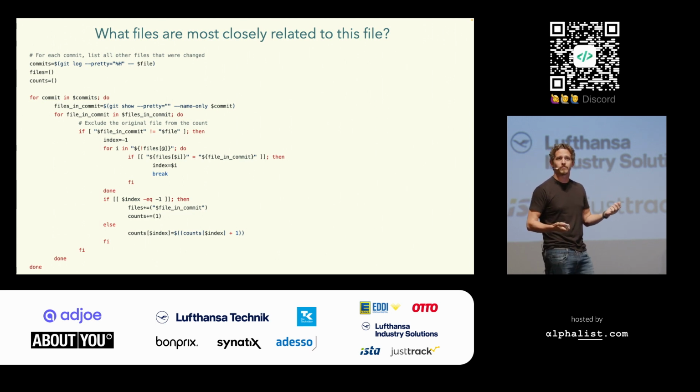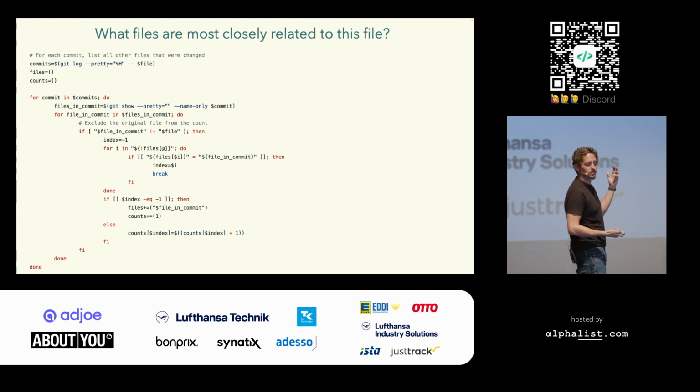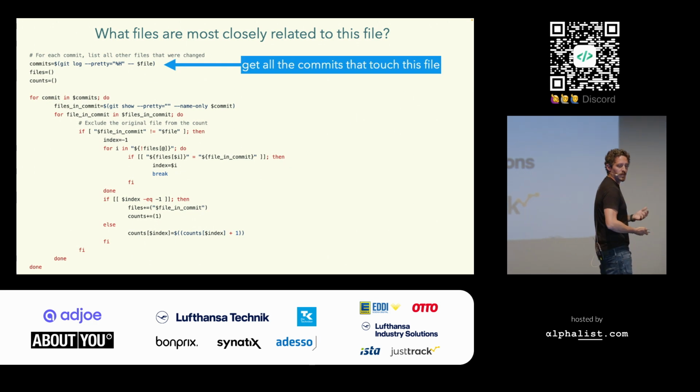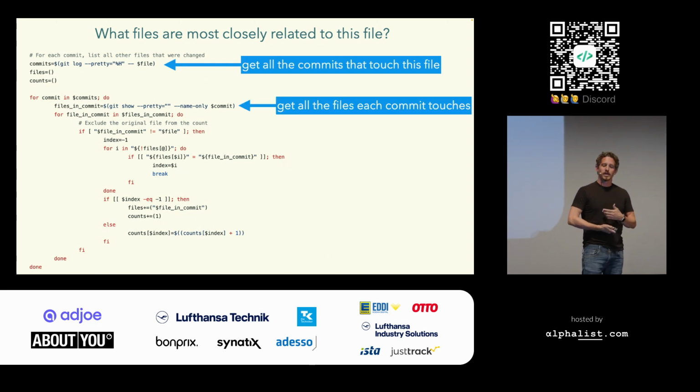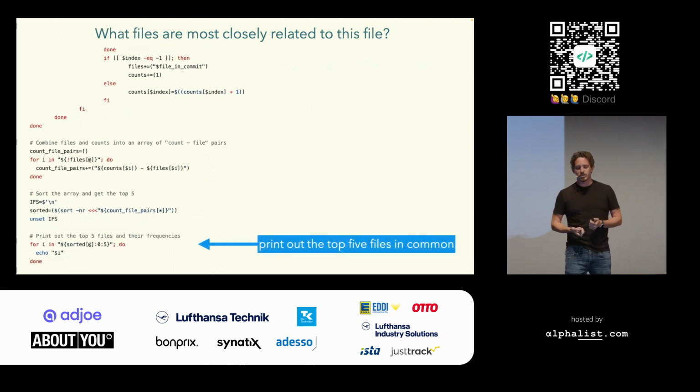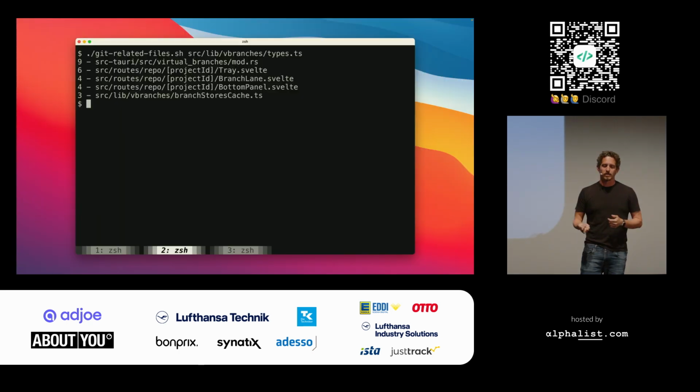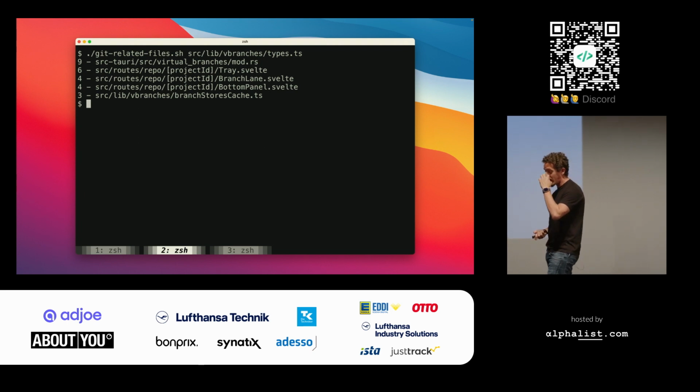If you want to actually really get fancy with Git, you can write a script. So here's a dumb shell script that I wrote, and it basically does a log and shows the content of all of the files that are in each one, and then sorts them and just shows you the top 5.